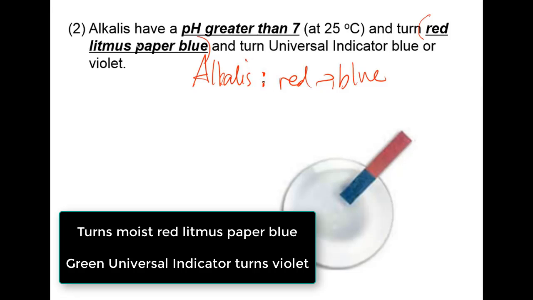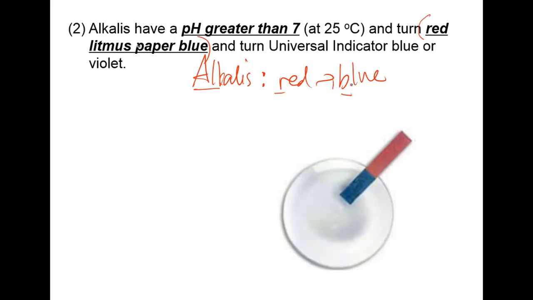A good way to remember this is actually Al red to blue. So I use this mnemonic to remember: Ali reads books. Ali, Al stands for alkalis, reads stands for red, B stands for blue. So alkalis turn red litmus paper blue. Universal indicator turns purple or violet depending on the strength of the alkali. Recall what's the color for acids in the universal indicator? It is red or orange.